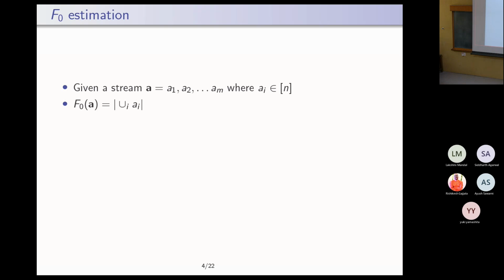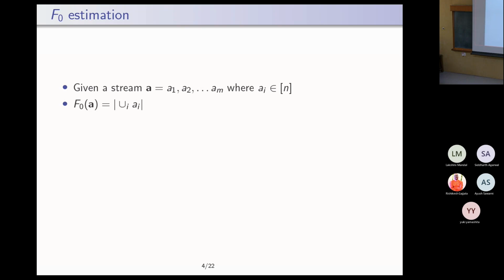Here the input is described by a stream of elements. So here you have the stream A1, A2, A3, A4, etc. And the idea is that there's some monitor which is sitting and getting as input this stream of elements. And the F0 problem in the data streaming world is to find the set of distinct elements in the stream.